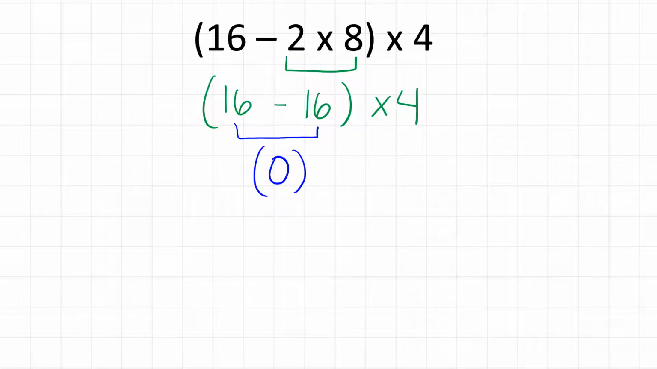And my last step, I don't really have to have those brackets there, but I'm just keeping them there so you know, is to multiply by 4. Now I've done everything that's inside the brackets, so I can do this final step of going 0 times 4. Well, anything times 0 is just 0, so my final answer here is 0. So it may look a little tough, but all we do is we work and simplify what's inside the brackets first before working outside the brackets.